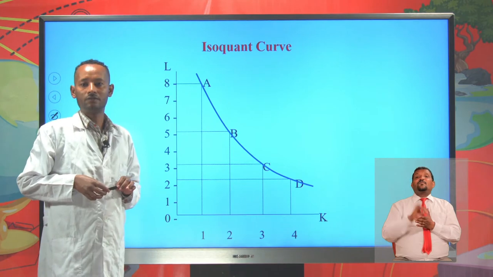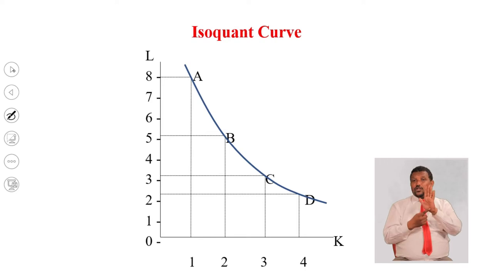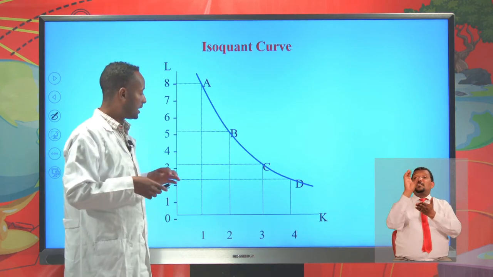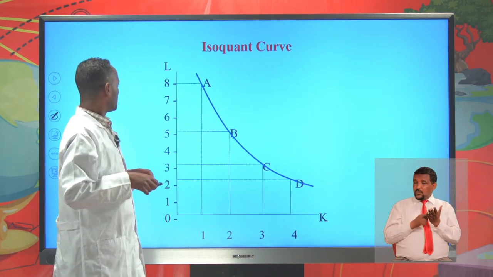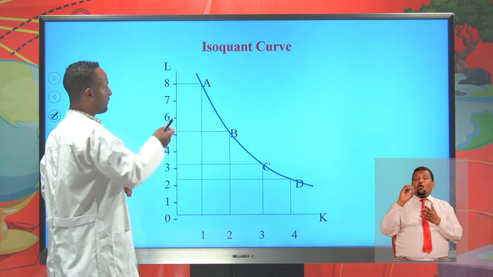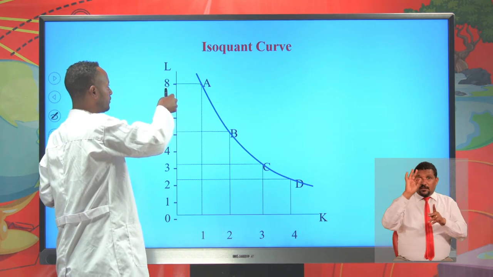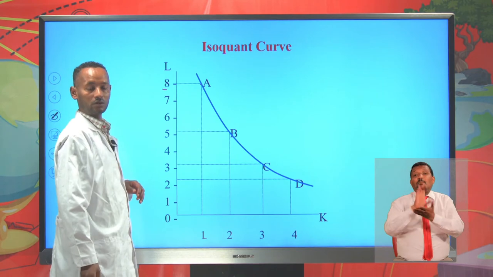The isoquant curve shows the graphical representation of the isoquant schedule. It represents the amount of the variable input labor that is given up on the y-axis, and represents the amount of the variable input capital that is gained on the x-axis. So, from this isoquant curve, at combination A, the farmer gets 60 quintal of wheat from a combination of eight labor and one capital or tractor.